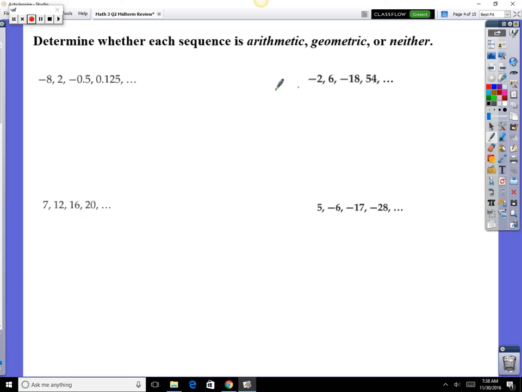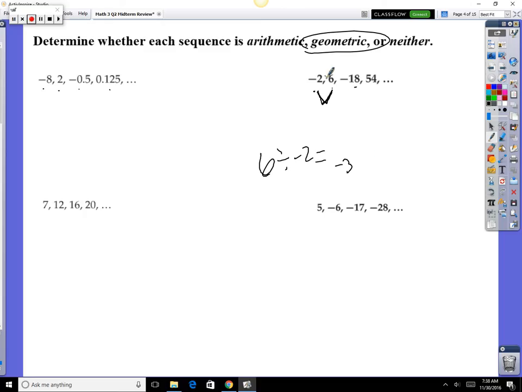I'm going to see how it went. Negative, positive, negative, positive. This one goes negative, positive, negative, positive. So the only way it can go negative, positive is if you times or divide by a negative, because that'll change the signs back and forth. So going from negative 2 to a 6, I'm going to take the bigger number divided by the smaller: 6 divided by a negative 2, and that is a negative 3.